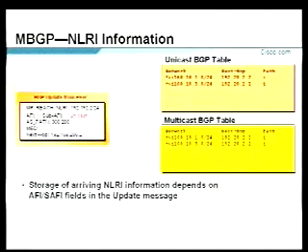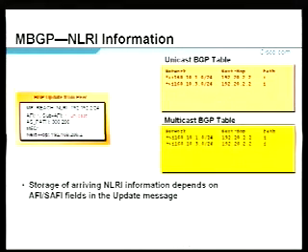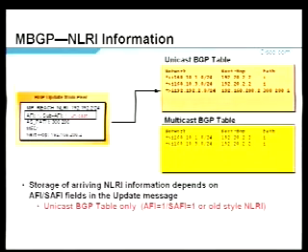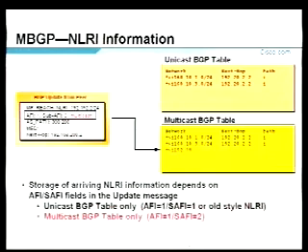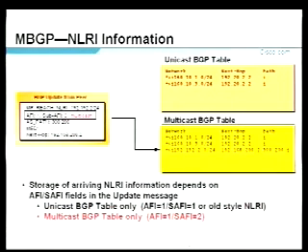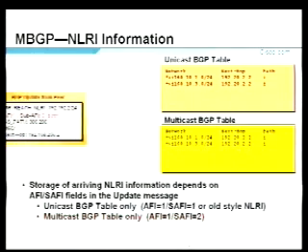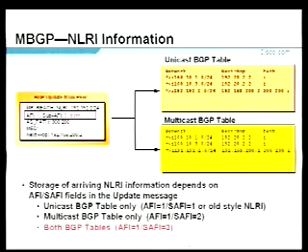Looking at this a little bit more closely, if I receive an update from a BGP peer that comes in with an address family of 1, which is for v4, with a sub-AFI of 1, which is for unicast, I'll go ahead and put that into my unicast BGP table. Now, if I receive another update with a sub-AFI of 2, I'll go ahead and put that in my multicast BGP table, again, for my RPF checking. And if I receive one with a sub-AFI of 3, then it will go into both.